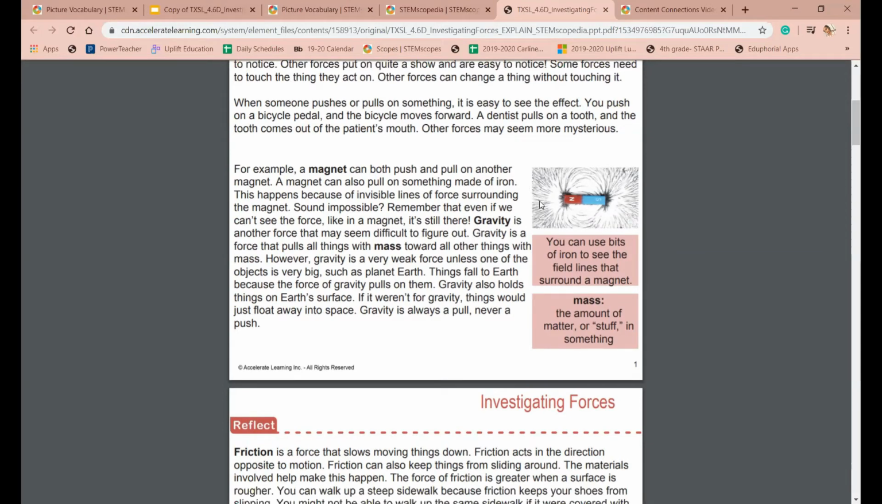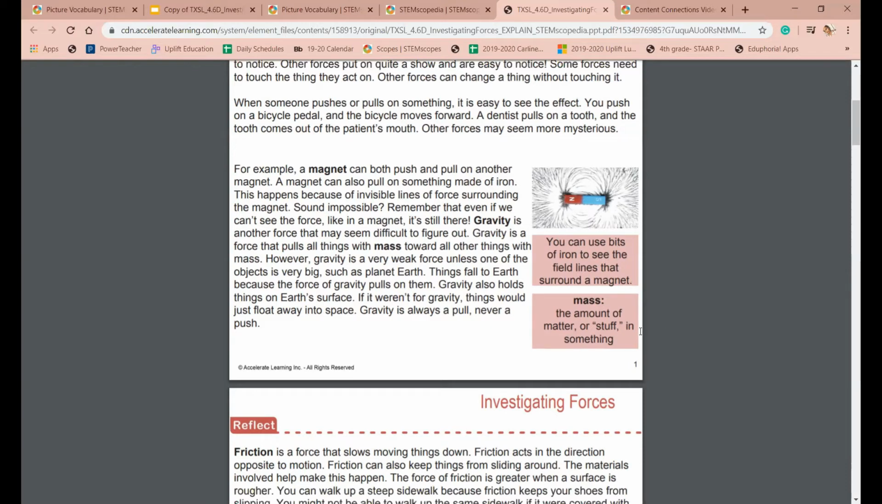But if you're wondering how magnets are able to attract other magnets or metals, it's because of those lines of force, okay? So you can use bits of iron to see the field lines that surround a magnet. And that's what this is in this picture. So nobody drew this. This is actually bits of iron, even tinier than sand, pieces of iron that they used to show all those different field lines or lines of force that surround the magnet.